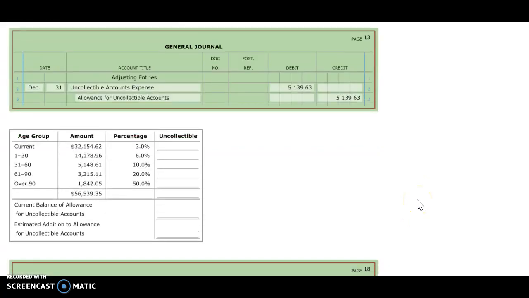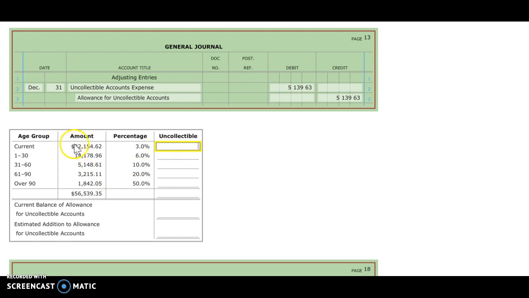Step number 2, it says the aging of accounts receivable for Rollins Incorporated as of December 31st of the current year and estimated percentages of uncollectible accounts by age group are presented. Calculate the estimated balance of allowance for uncollectible accounts. Record the adjusting entry for uncollectible accounts expense. The balance of the allowance for uncollectible accounts on December 31st before the adjusting entries are recorded is a debit of $148.60. Okay, so first we're going to figure out these collectible amounts.